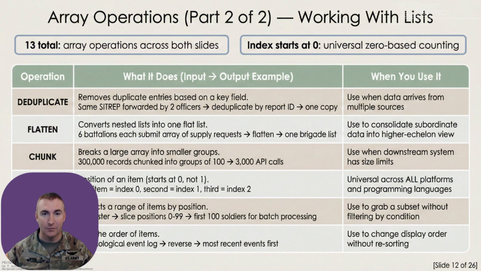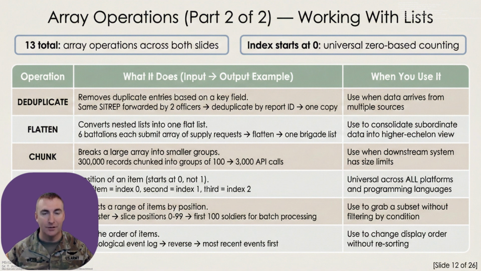Same sitrep forwarded by 2 officers. Deduplicate. 6 battalions each submit a list of supply requests. Flatten into one brigade-level list. 300,000 records, but the API takes 100 at a time. Chunk into groups. And memorize this. Index starts at 0, not 1. That is universal across every platform and every programming language. Slice grabs a range. Reverse flips the order. 13 array operations total.